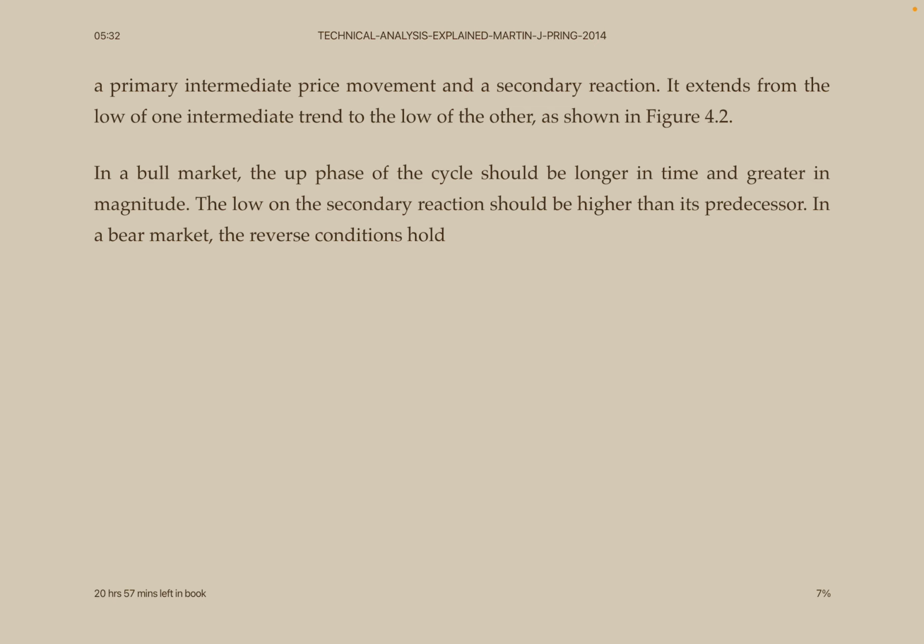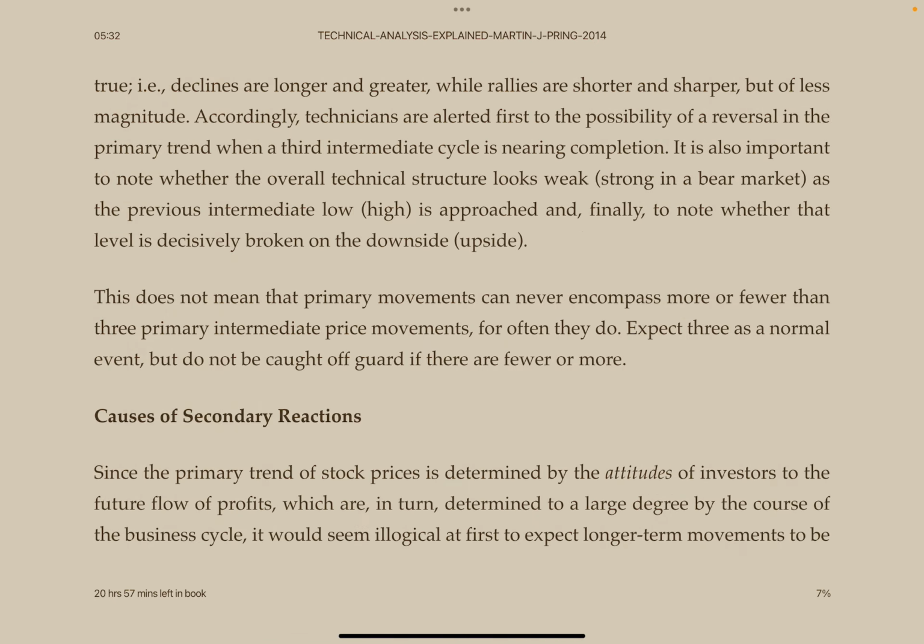In a bear market, the reverse condition holds true, that is, declines are longer and greater, while rallies are shorter and sharper, but of less magnitude. Accordingly, technicians are alerted first to the possibility of a reversal in primary trend when a third intermediate cycle is nearing completion.